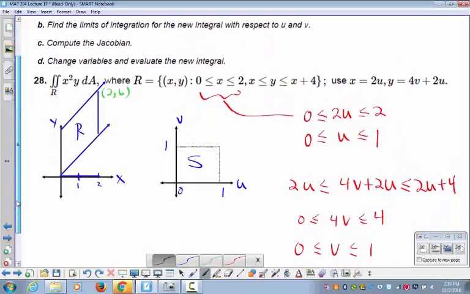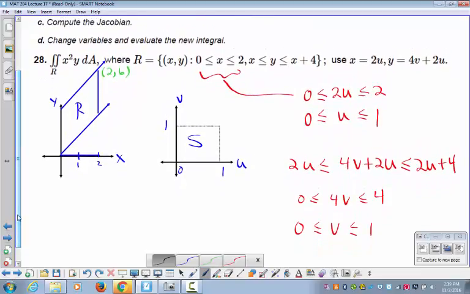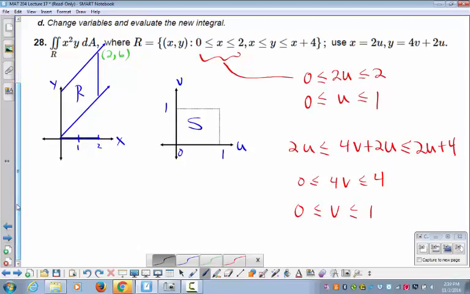Okay, so let's finish this one off. So we know that the limits of integration for the new integral are now u and v both go 0 to 1. This one is a lot simpler because the corners here are going to map to the corners there, and the functions are linear, so we get segments. We're not getting any weird curves. So let's do our conversion. The Jacobian is going to be found. We have x and y written over there. The Jacobian determinant will be x sub u, x sub v, y sub u, y sub v. So the Jacobian determinant will be 8 minus 0, so that's 8.